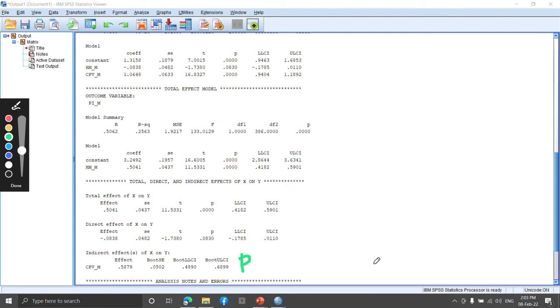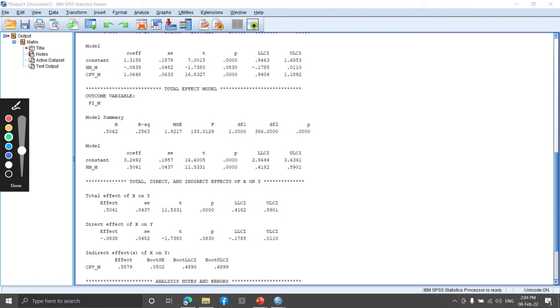No P here. Why? When testing mediating effects using Professor Andrew's process macro method, no P is coming here. So instead of that, you have to test the significance using these two values, right? If these two values have the same sign, plus and plus or minus and minus, then it is called significant. That means zero does not fall in between. If it has plus and minus or minus and plus, then the zero falls in between, then it is insignificant.